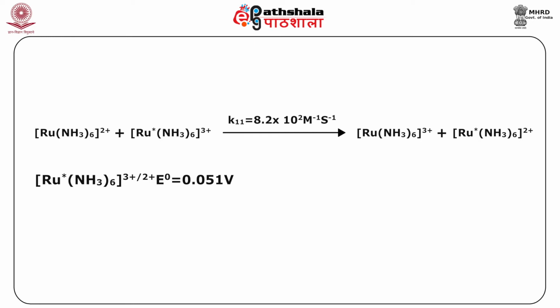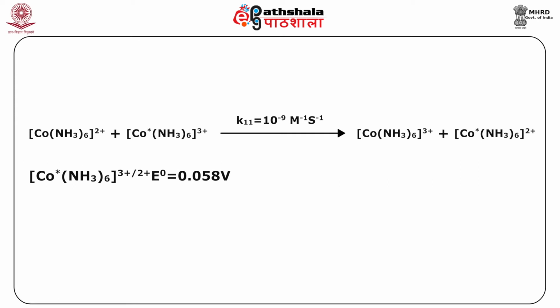So what does it mean? It means that the rate of reaction depends upon which metal is there and which ligand is attached. The redox couple Ru and Ru* 3+/2+ has a redox potential for reduction and oxidation of 0.051 volt, where ruthenium and ruthenium star are isotopes, and for them delta G standard equals 0.